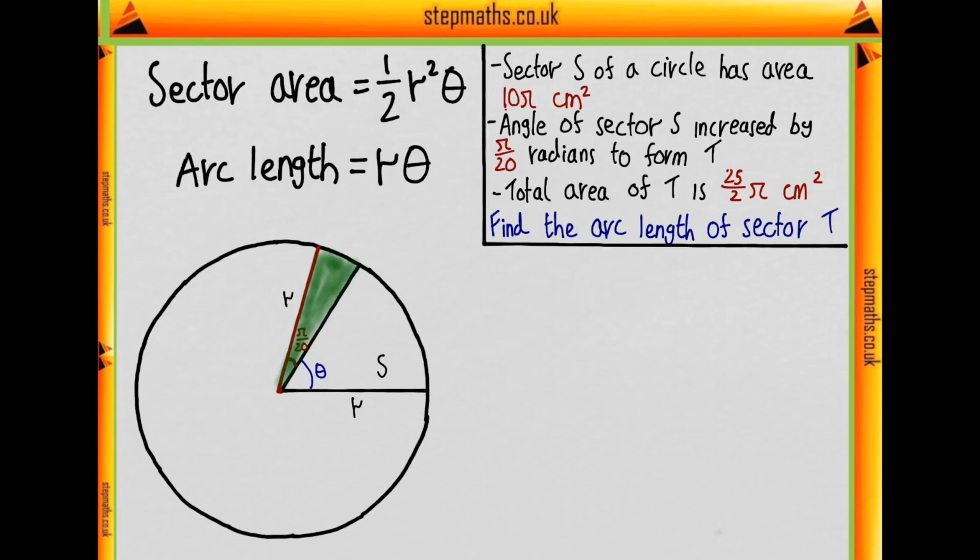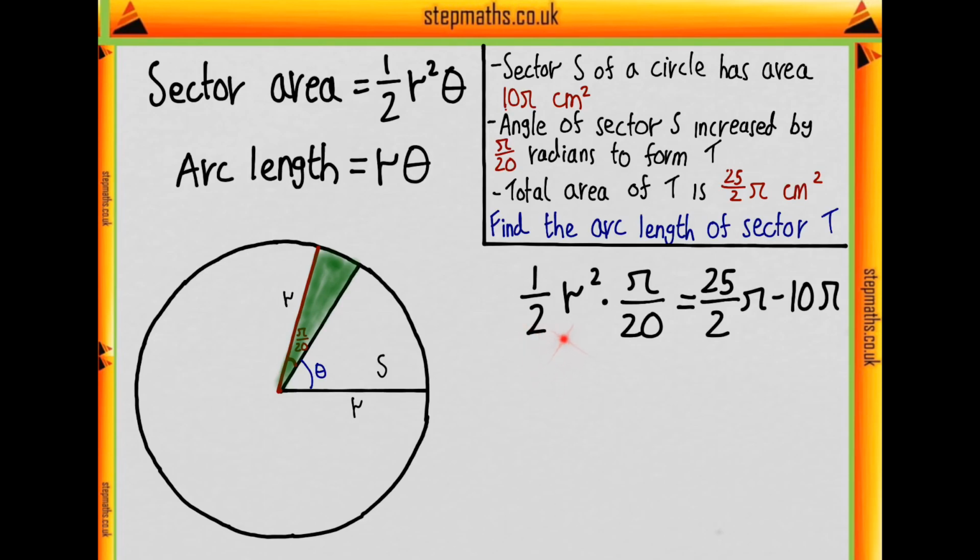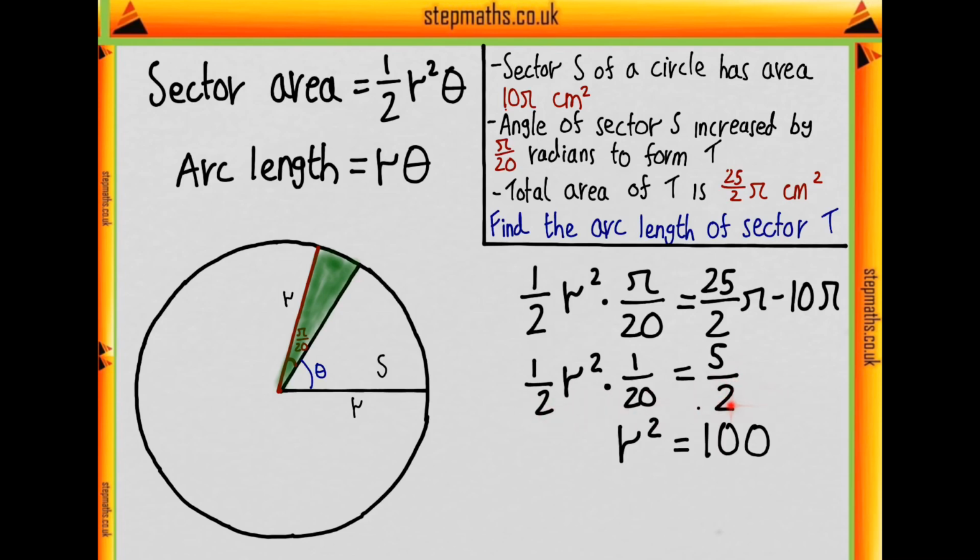So let's do that. This is what we're looking at: a half r squared times pi over 20 is equal to the area of this segment, so 25 over 2 pi minus 10 pi. And let's go for the algebra for that. We can cancel the pi's. And 25 over 2 minus 10 is 25 over 2 minus 20 over 2, which comes to 5 over 2. And then we can cancel the 2's, times 3 by 20, and get r squared is equal to 100. And r is equal to 10. So we've made some serious progress. We know the radius of the circle, which is going to be pretty important for finding the arc length.